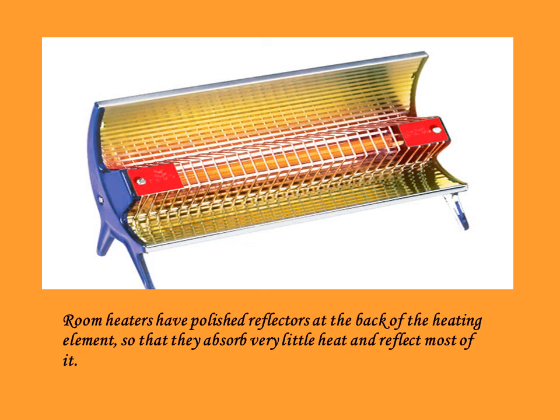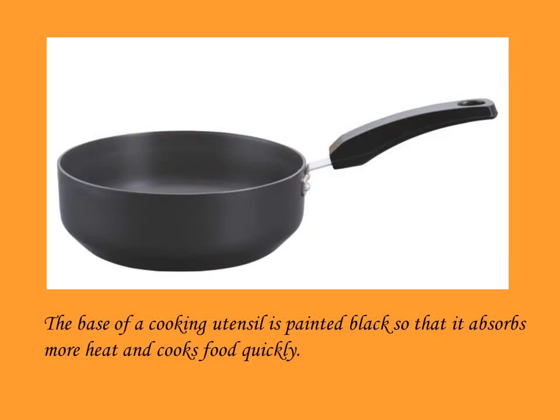Room heaters have polished reflectors at the back of the heating element so that they absorb very little amount of heat and reflect most of it. The base of a cooking utensil is painted black so that it absorbs more heat from the source and cooks food quickly.